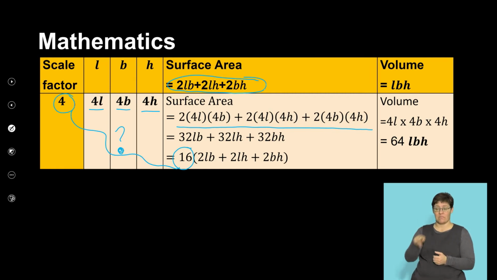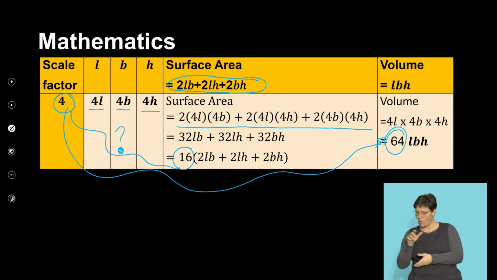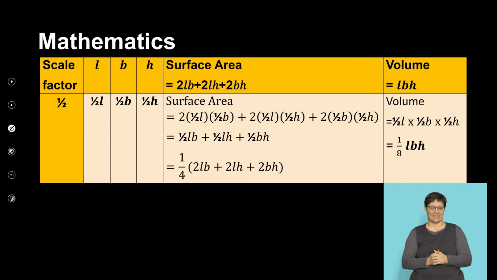Similarly, for the volume, I've substituted in the new distances, and I got 64 times the original volume. Is there any link between the scale factor and the new volume? I want you to start thinking. We're going to talk about it just now, but I'm hoping that someone's going to catch it before I say it. Great, let's look at another scale factor.